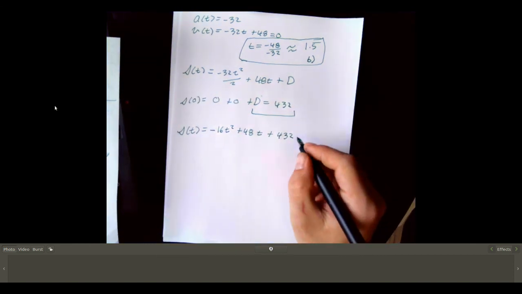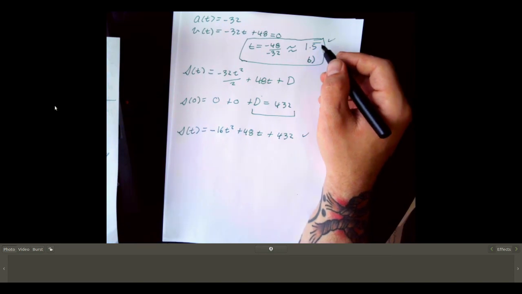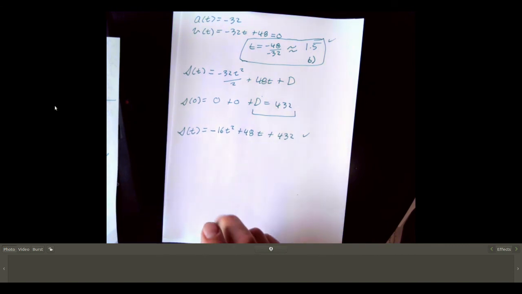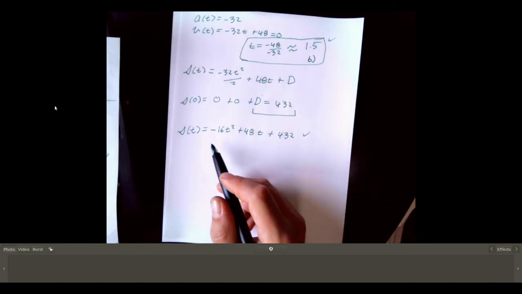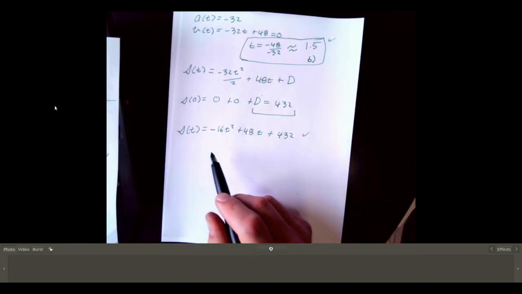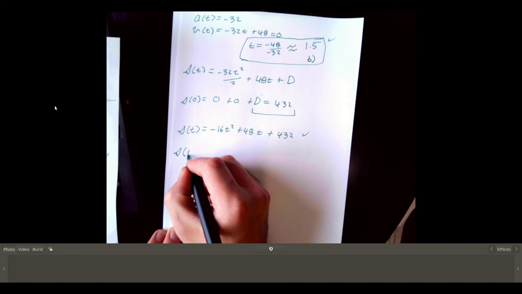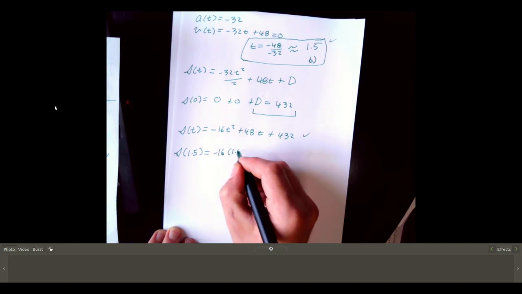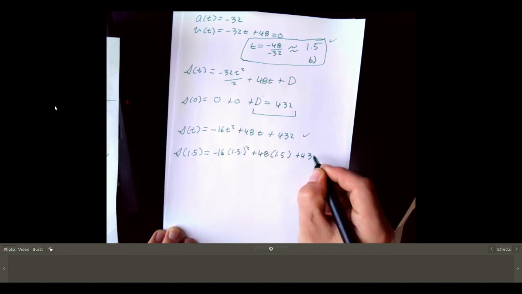Perfect. So this is our position as a function of time, and this is how long it'll take for us to reach our maximum height. We can confirm this. We'll figure out what its maximum height is, and when does it reach its maximum height? So, like I said, this is our position function. When we're trying to figure out what its maximum height is, we want to figure out what its position after 1.5 seconds is. Negative 16 times 1.5 squared plus 48 times 1.5 plus 432.